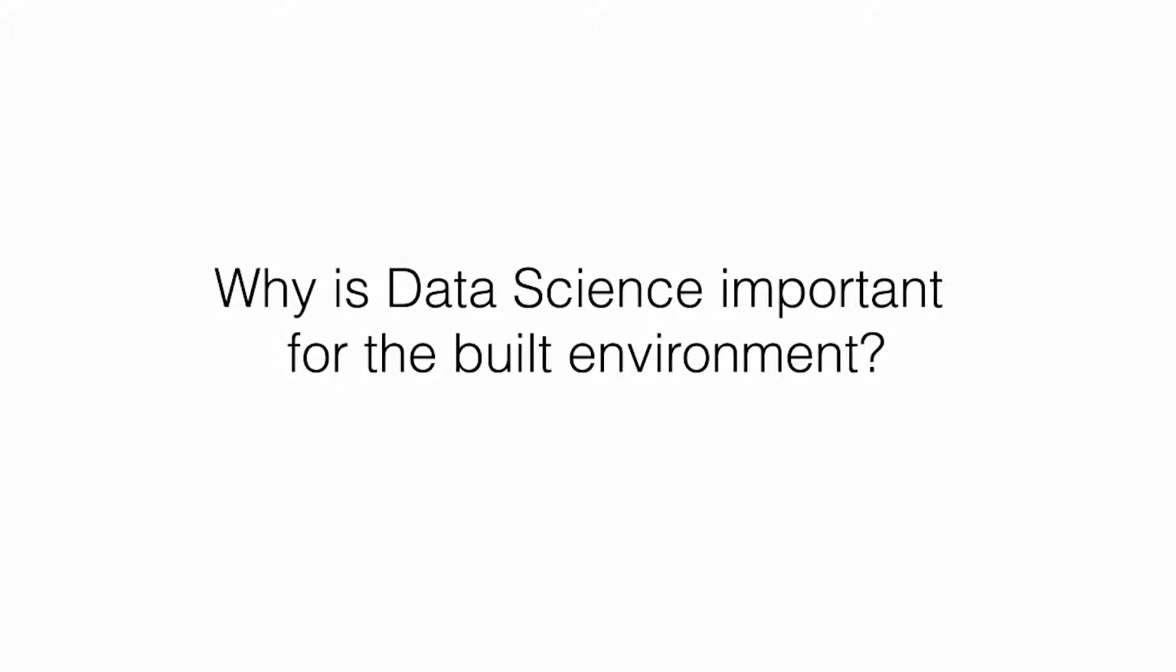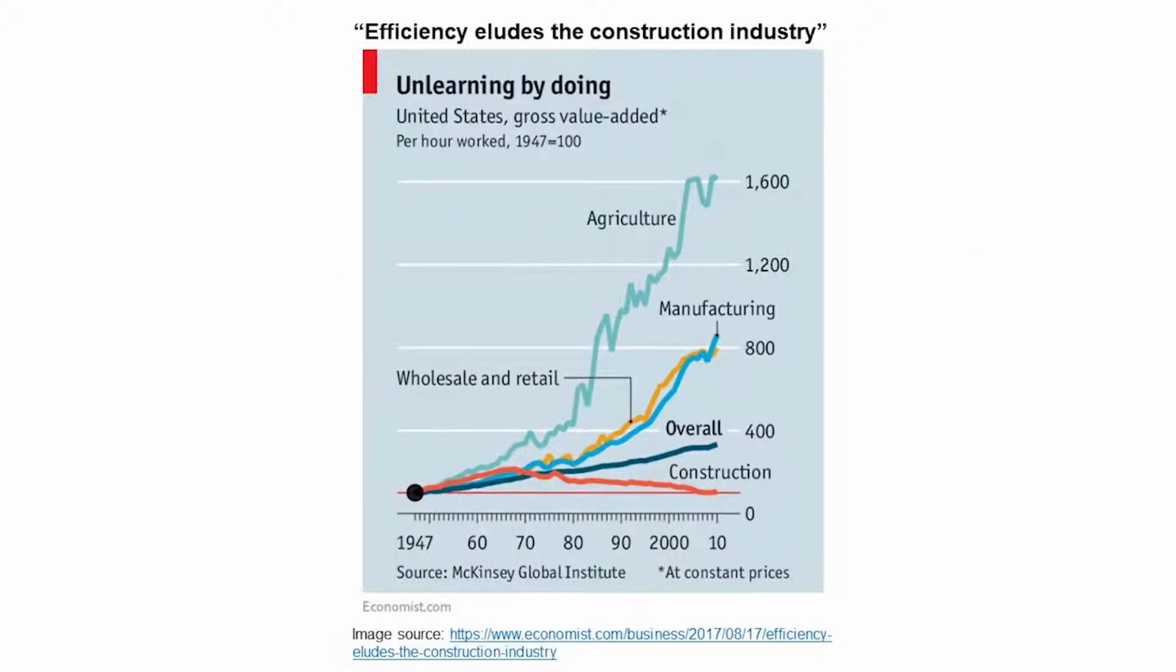Why is data science important for the built environment? Well, it's because the building and construction industry does a pretty terrible job when it comes to efficiency. This graphic is from an article in The Economist focused on how the efficiency in various industrial sectors has changed over the last 50 years. It shows the agriculture, manufacturing, and retail industries and how their overall per-hour efficiency has skyrocketed, almost exponentially in some cases, while the construction industry peaked in the late 60s and has gone down ever since, back to its baseline in 1947. Why is this? Why do we have such a challenge in the building industry in terms of efficiency?